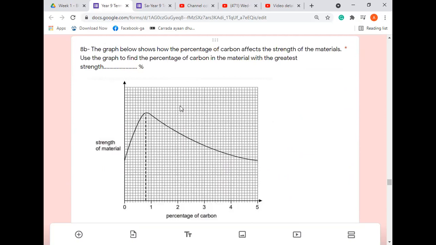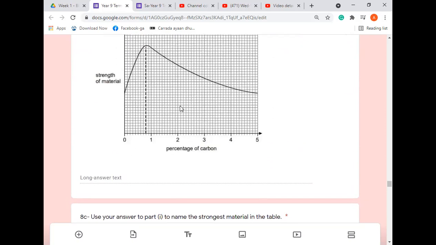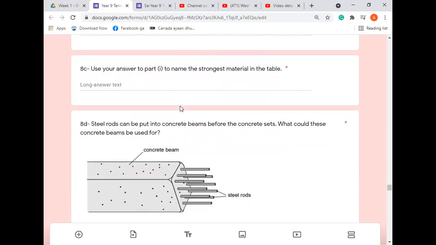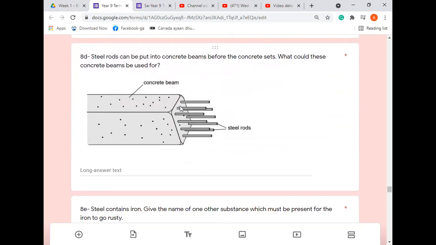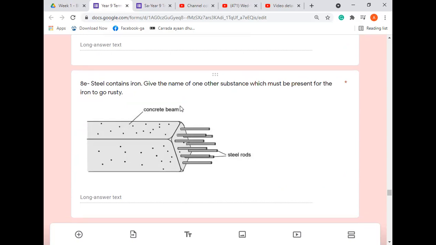The graph below shows how the percentage of carbon affects the strength of materials. Use the graph to find the percentage of carbon in the material with the greatest strength. Which one has the greatest strength? On the vertical line you have the strength, and on the horizontal line you have the percentage of carbon. Use your answer to 8b to name the strongest material in the table. So question 8d, steel rods can be put into concrete beams before the concrete sets. What could these concrete beams be used for? So question 8e, steel contains iron. Give the name of one other substance which must be present for the iron to get rusty.